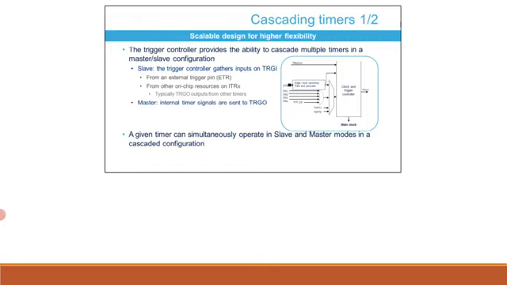Additionally, the input capture 1 and 2 pins can also be used as an internal trigger, typically to reset the counter. Slave and master modes can be programmed independently. A given timer can thus simultaneously be operating in slave and master modes in cascaded configuration, accepting input triggers while providing output triggers.